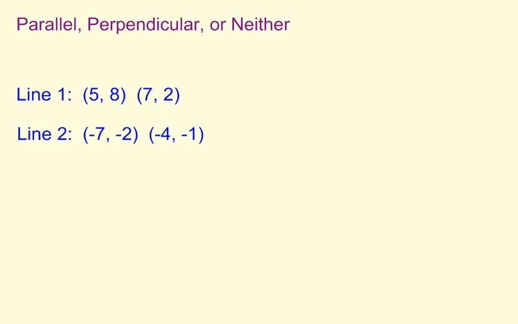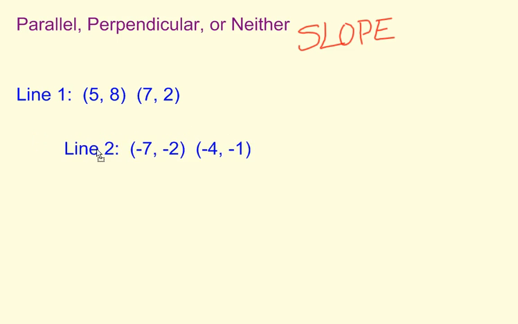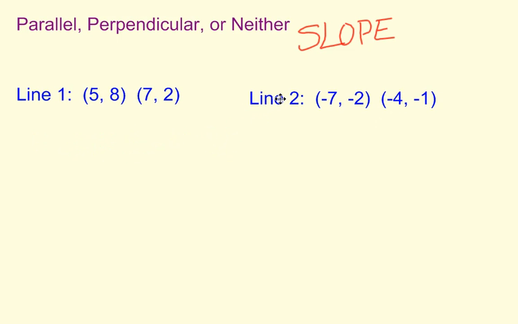When you are asked if two lines are parallel, perpendicular, or neither, the only thing that we care about for a problem like this is the slope of each line. It's all about the slope. So we want to find the slope of line 1 and the slope of line 2. When we do that, we will compare our two slopes and figure out what we think this is. So I'm going to move line 2 over there so I can work with line 1 here.